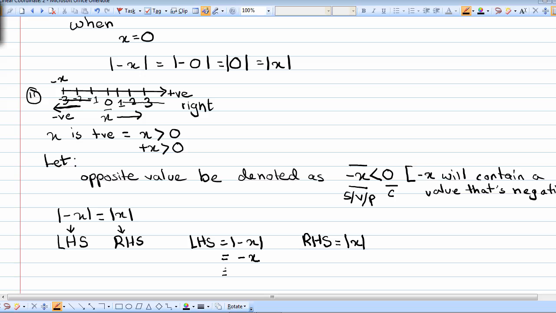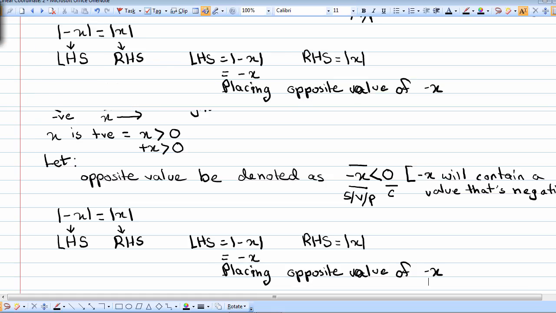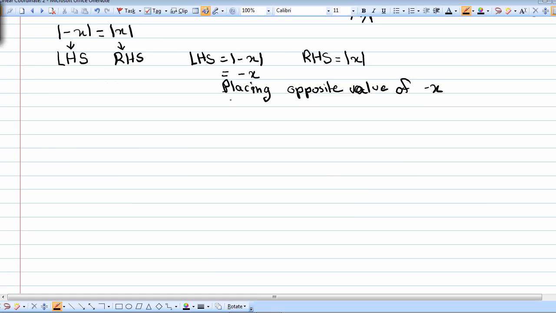Now what we are going to do is place the opposite value, which we consider to be minus x, placing the opposite value of minus x. Let me scroll down. So if we place the opposite value inside this x, what we get is something like this.